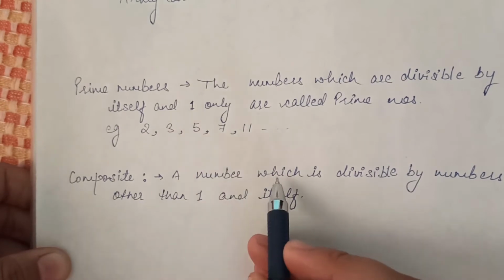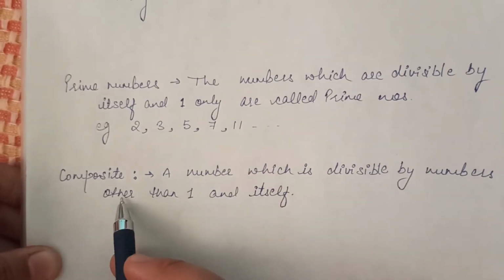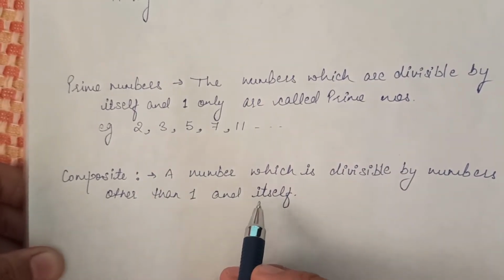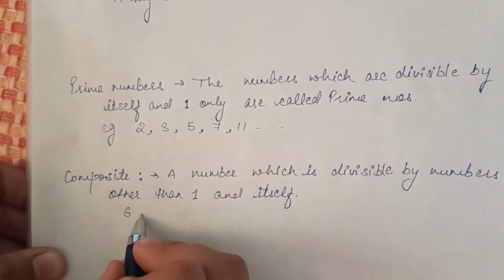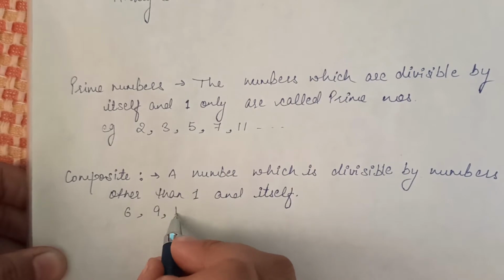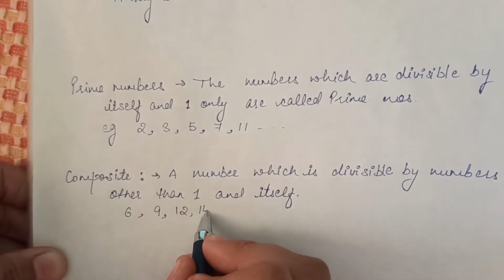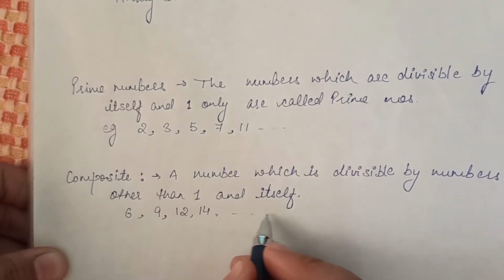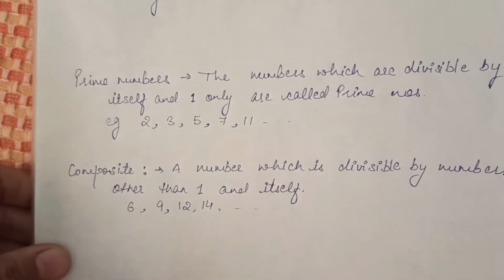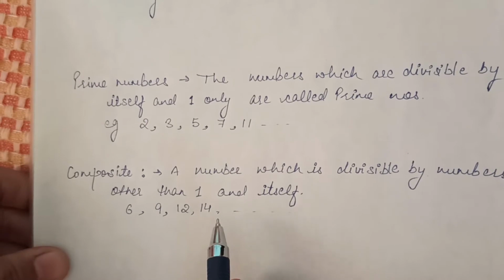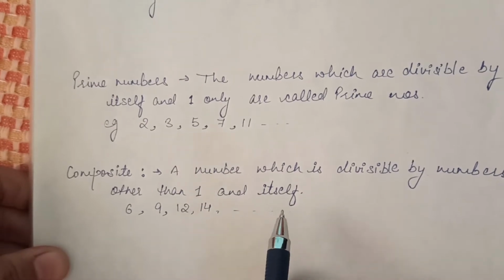A number which is divisible by numbers other than 1 and itself is also called a composite number. For example, 6, 9, 12, 14, 15 and so on. Such numbers are called composite numbers. It means that these numbers have more than two factors.